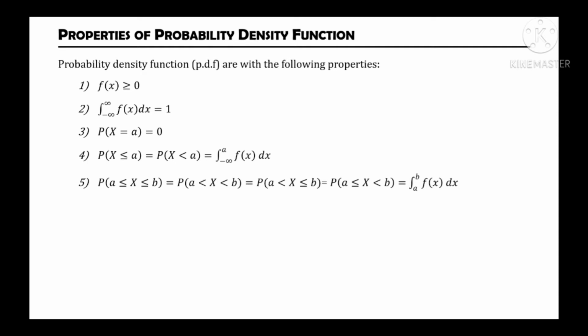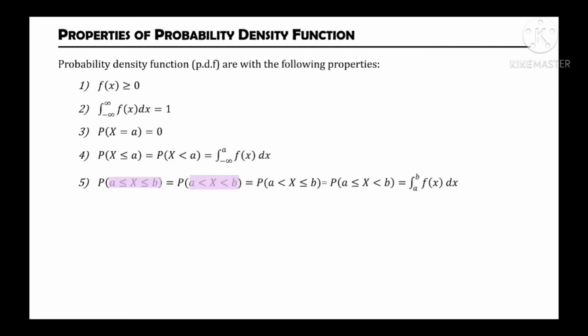Third, the probability of x equal to a equals 0. Since this is a continuous random variable, when we have x equal to a number, then the probability is always 0. Fourth, the probability x less than or equal to a is equal to the probability x less than a, means the integral from negative infinity to a of f(x) dx. Notice that whether it is equal or not equal, the limit is still the same, up to a.